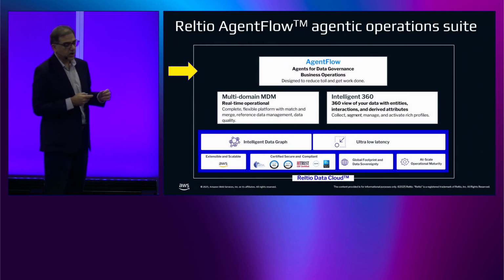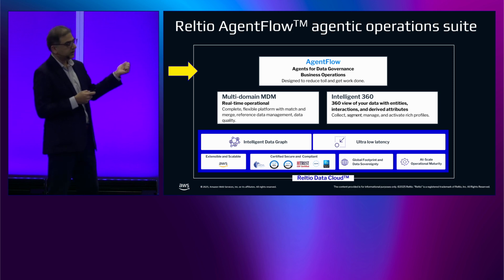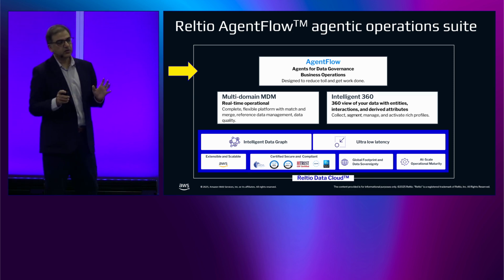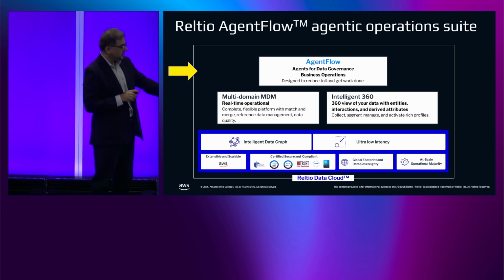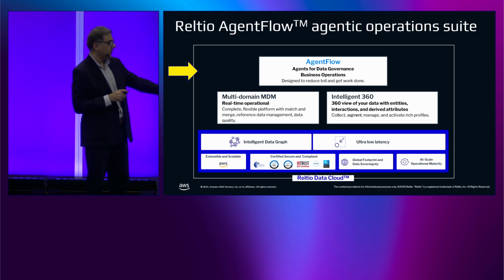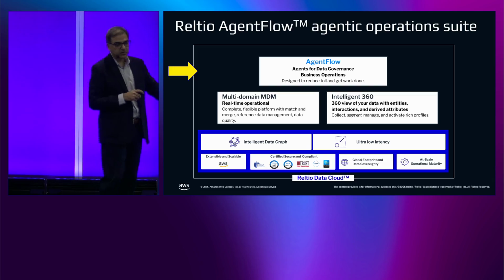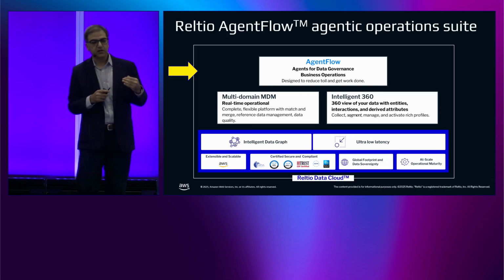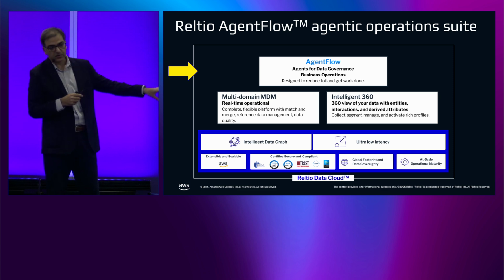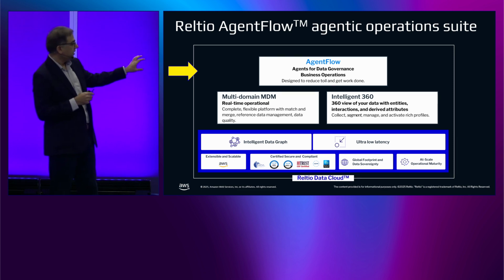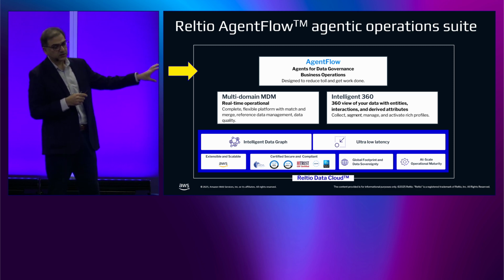So here's what I'm going to walk you through. I'm going to walk you through a couple of demos pretty quickly here, but just to orient you on our product set. At the base, everything runs on a unified data cloud, the Reltio data cloud, and any of the products that run on top of the data cloud inherit the scalability and the security aspects that are built on top of AWS. The two products that we offered a year ago are multi-domain MDM and our Intelligent 360 products.